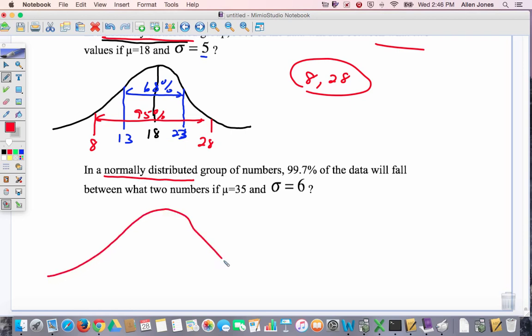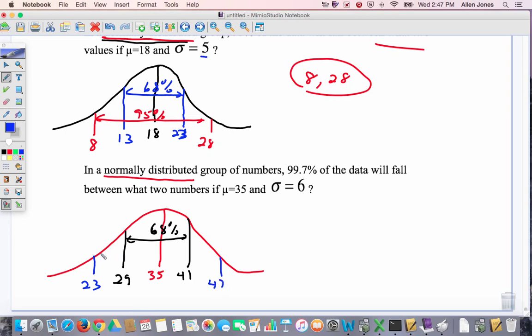We have a second example of that here. Again, notice the phrasing in a normally distributed group. So I'm going to start the same way and sketch that curve, putting our mean right down the middle. In this case, our mean is 35. And then plugging in our percentages. If I go up one standard deviation, my standard deviation is 6, so 35 plus 6 is 41. Or down one standard deviation, 35 minus 6 is 29. That's where we have 68% within one standard deviation.